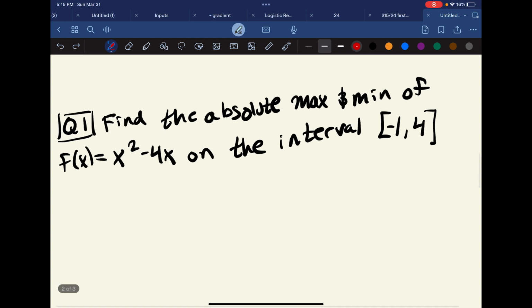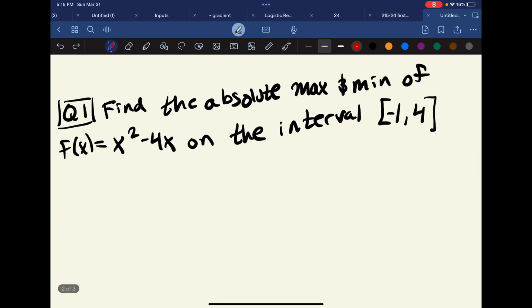So if you're feeling pretty confident about your ability to do this problem, use the closed interval method, then I encourage you to pause the video and go ahead and give it a shot. You always start closed interval method problems with taking the derivative of your function. So f prime of x is going to be 2x minus 4, right? Pretty basic power rule derivative.